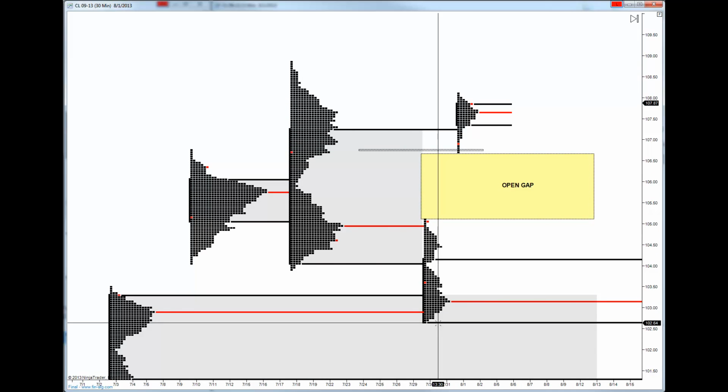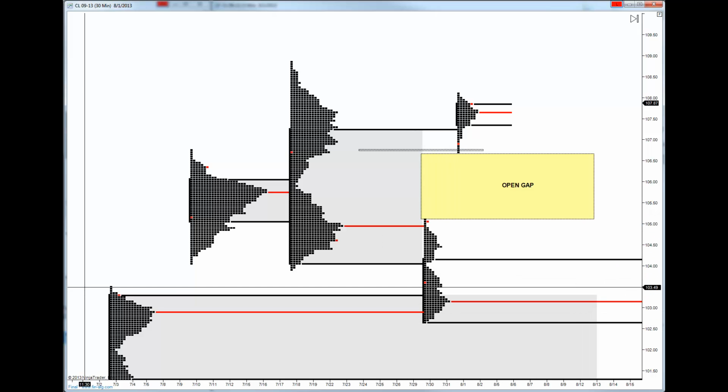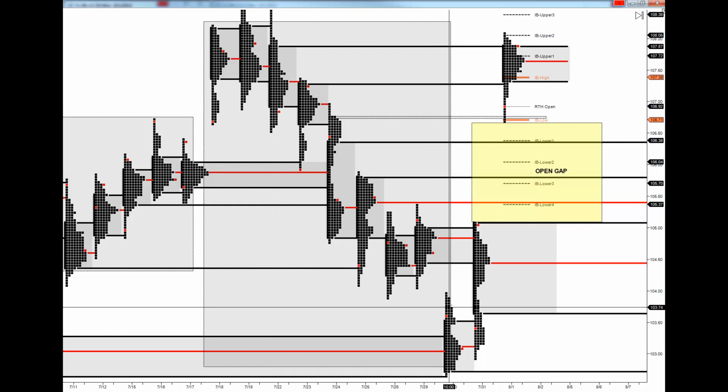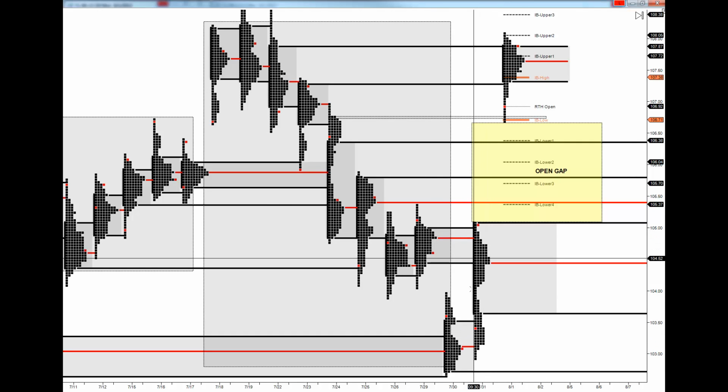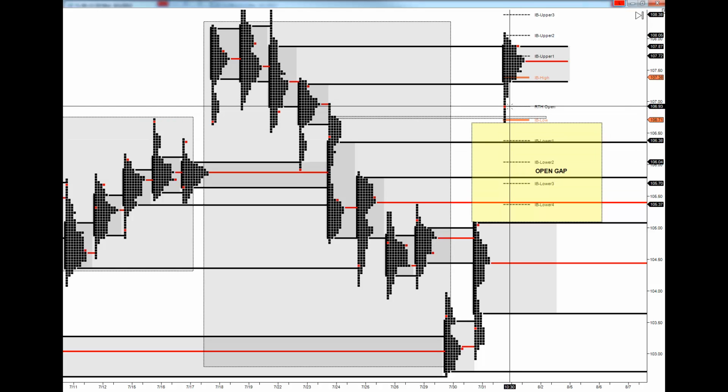So we obviously had buyers respond over two days. I think we see buyers absorbing the sellers here, and then a clear breakout bullish rally up to the top of the value area, and finally last night we gapped up, and now we're going to talk about how we can approach this morning's open.